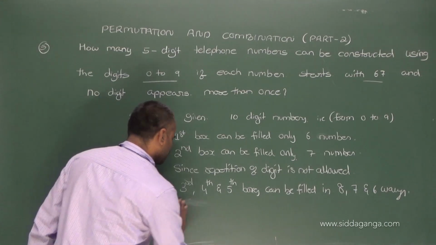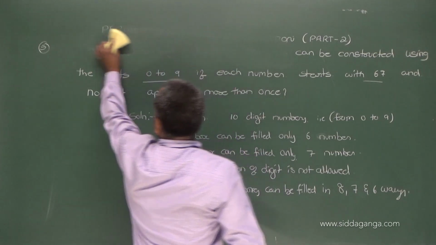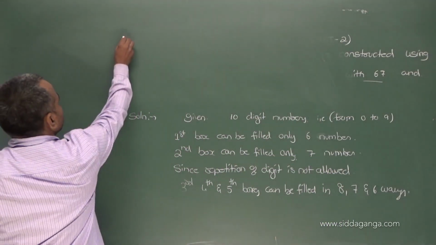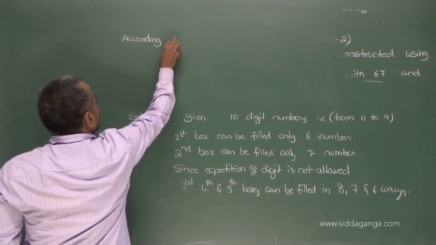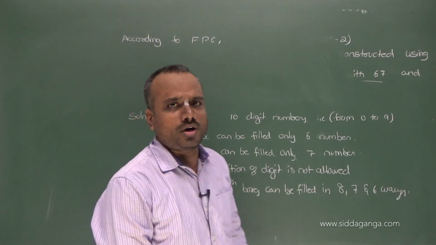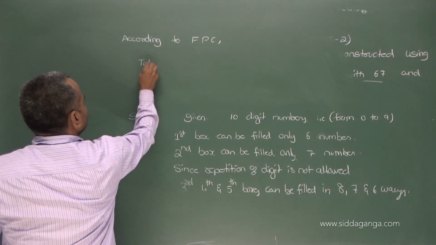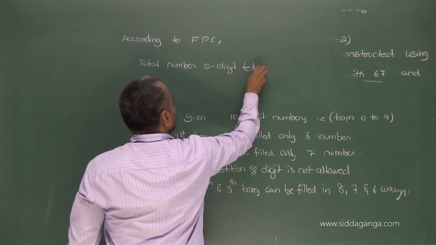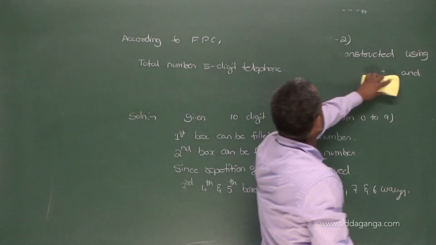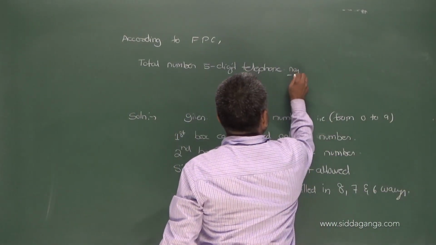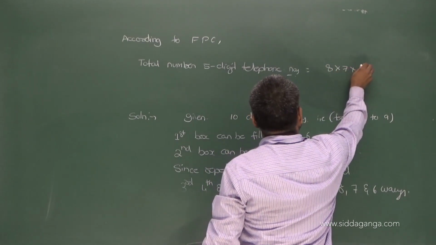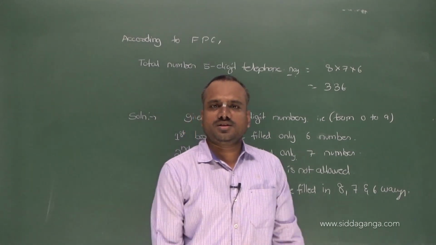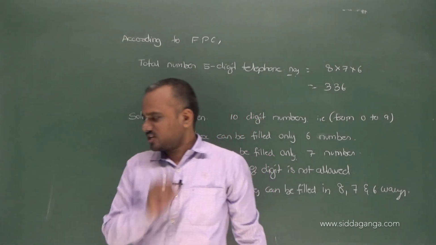According to the fundamental principle of counting, the multiplication rule, the total number of 5-digit telephone numbers is equal to 8 into 7 into 6, which is 336. This is the answer for this problem. Carefully observe. Next problem.